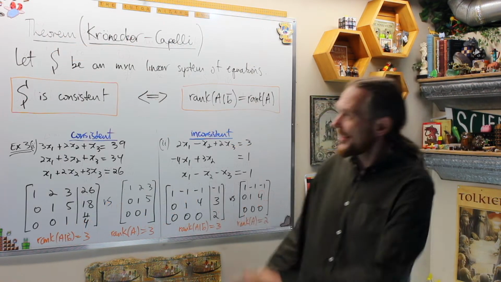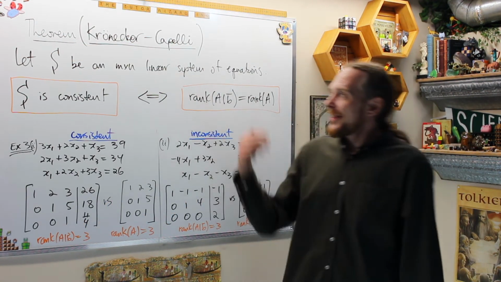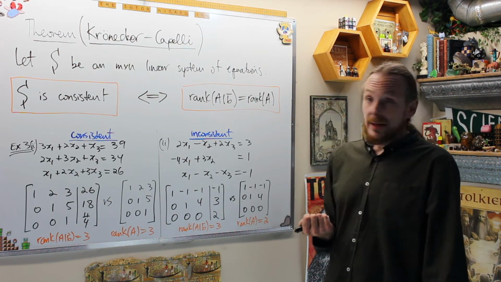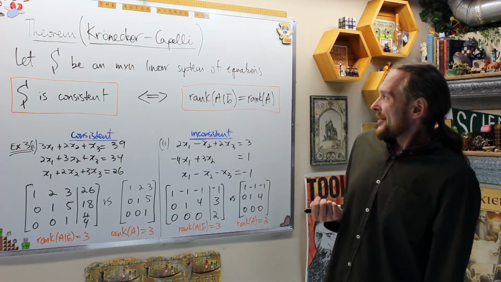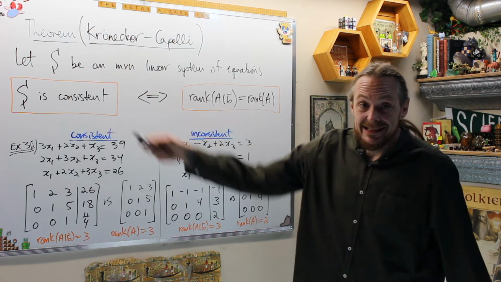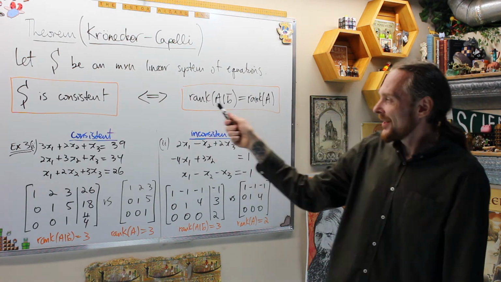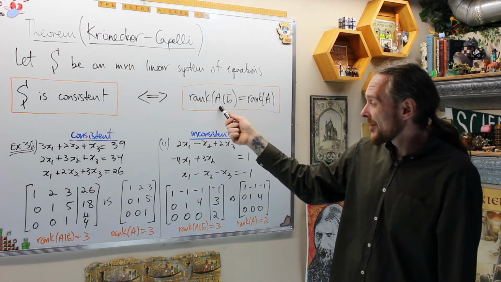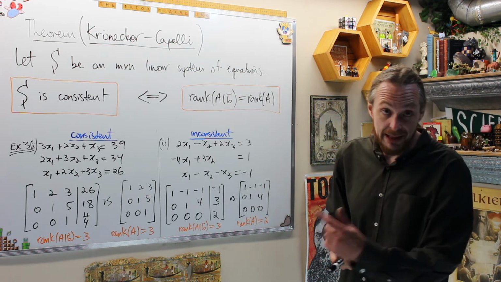Let's state the theorem. Okay, to end this video, we have the theorem, which is due to Kronecker and Capelli. Let S be an n by n linear system of equations. The statement is now S is consistent, which means it has at least one solution, if and only if the rank of the augmented matrix is equal to the rank of the coefficient matrix.